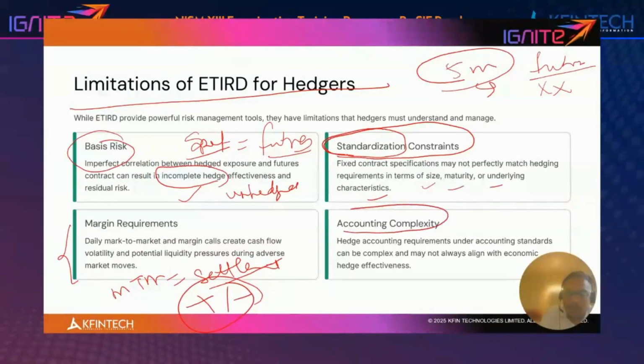And accounting complexity. Why? Because over here, the concept of hedge accounting comes in, which is a requirement under IFRS. So we'll not get into this, but just from a subject perspective, let's understand that it brings in the accounting complexity, because you have to prove that the hedge is effective.